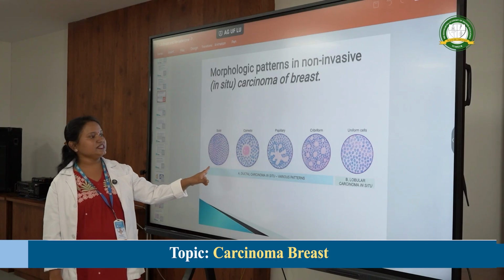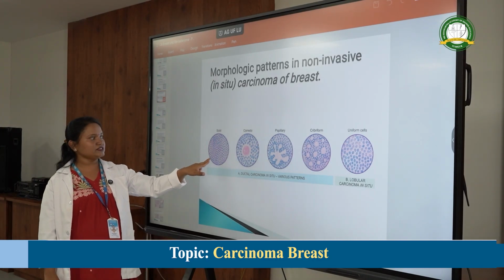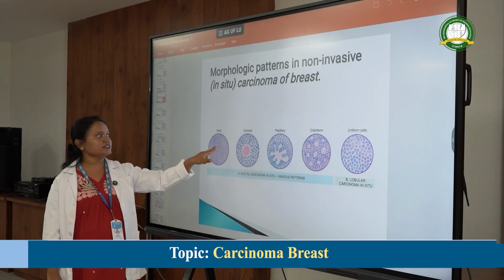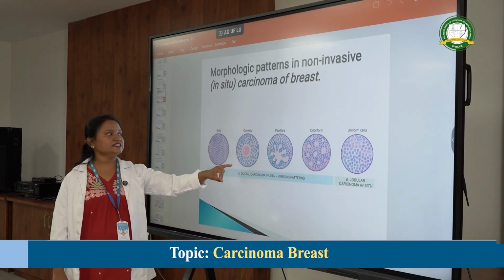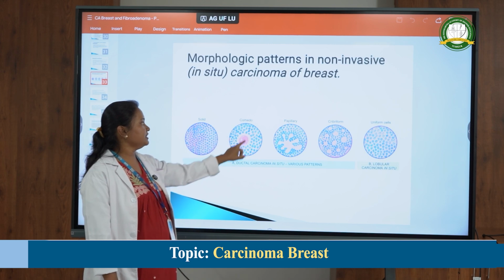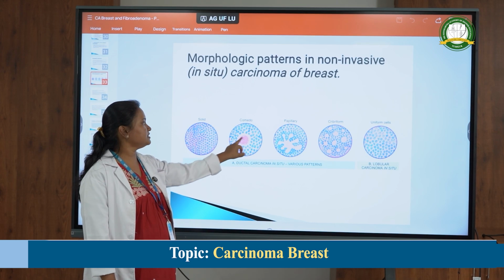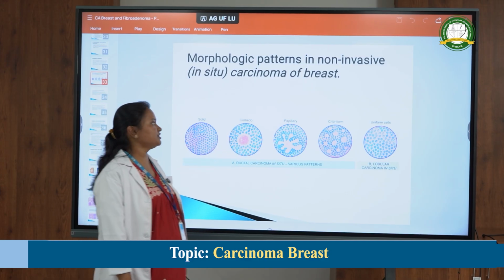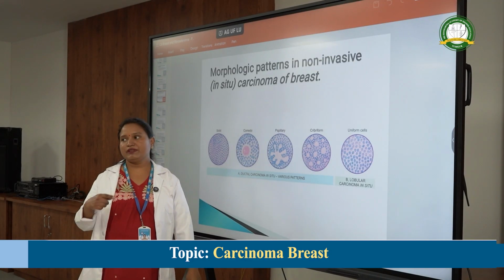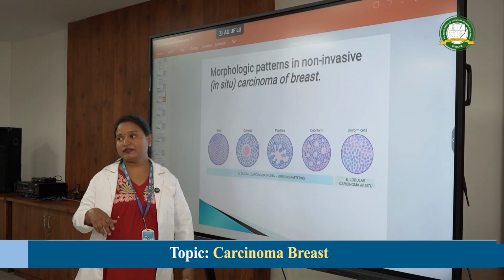See here. So these are the various patterns you are seeing. This is the solid pattern. This is one of the ducts which is filled with the tumor cells inside. This is the comedo pattern. See, the central necrosis, the eosinophilic, the pinkish color you are seeing. This is the necrosis which is surrounded by tumor cells. This is papillary. Finger-like projections you are seeing here. So this is called papillary type.